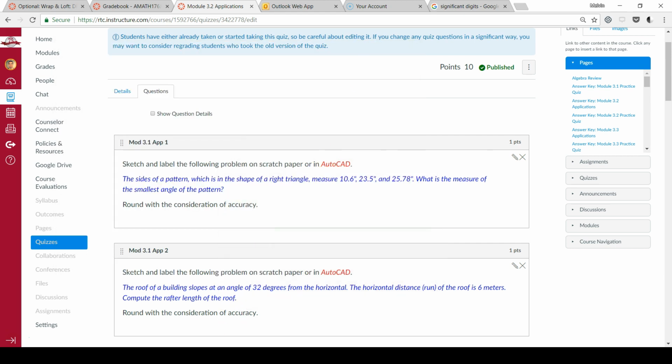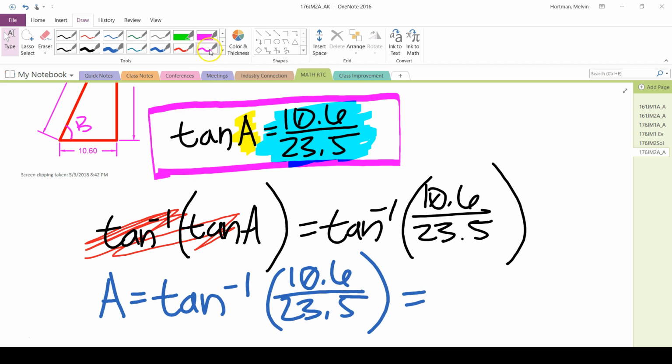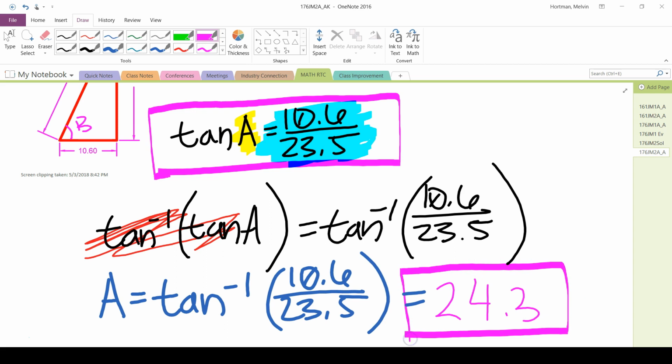So I'll go and write that over here. My final answer is 24.3. Oh, and this is in degrees, sorry. Would you like to know a good way to check your answer? You can take the tangent of 24.3 and see if you get your ratio back.